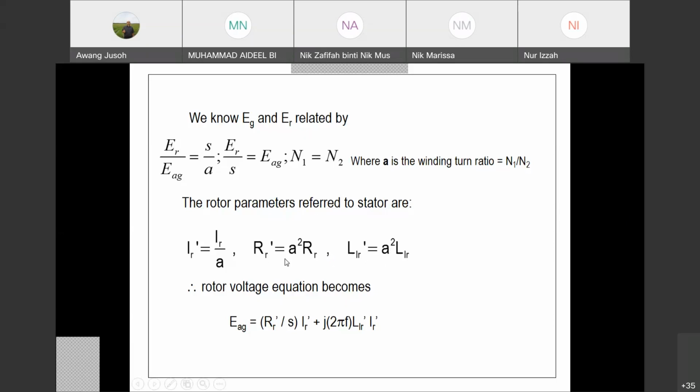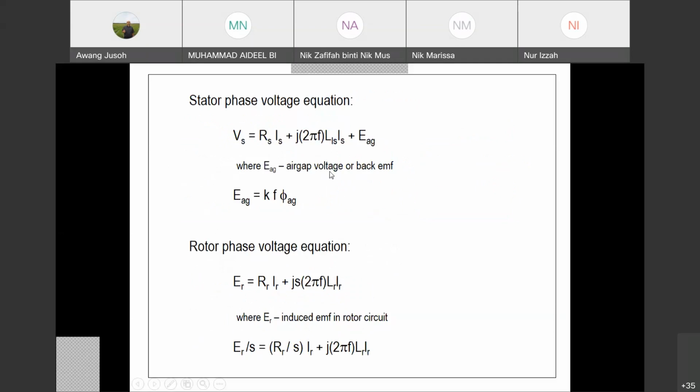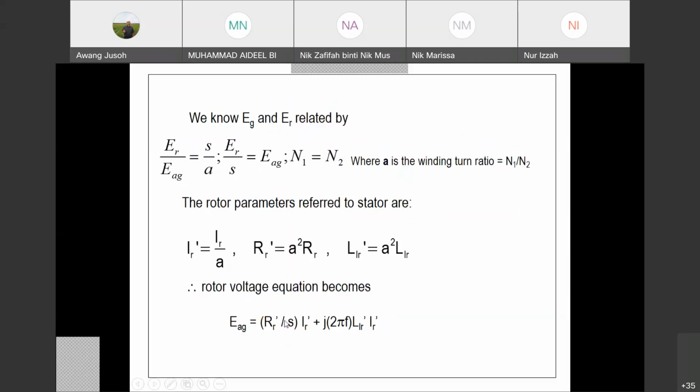Okay, now we just rearrange this equation. We have this one, and we get EAG here. So EAG, the back EMF just now, the air gap voltage, equals this formula: IR multiplied by R over S, plus IR multiplied by the leakage inductance of the rotor side. Prime meaning that we have referred it to the stator already.